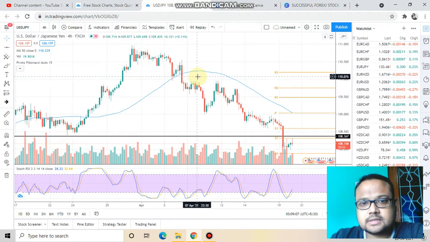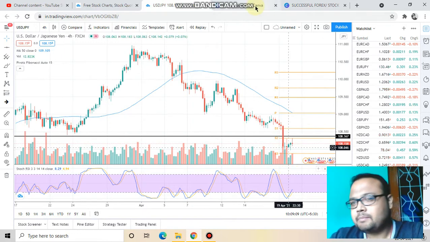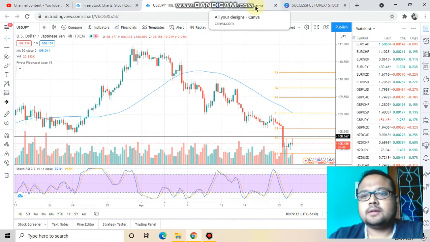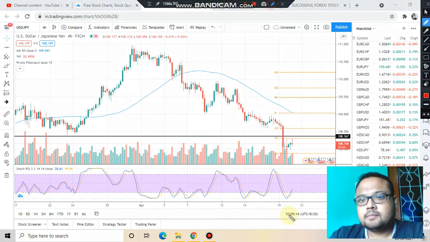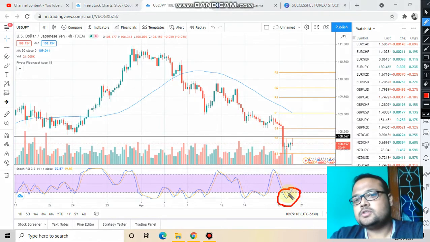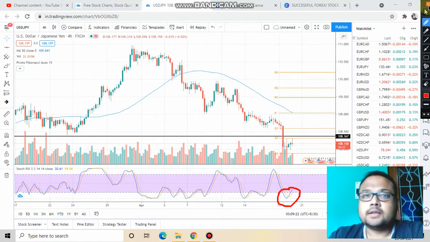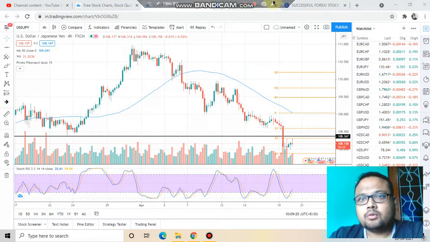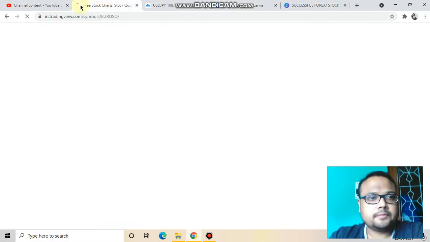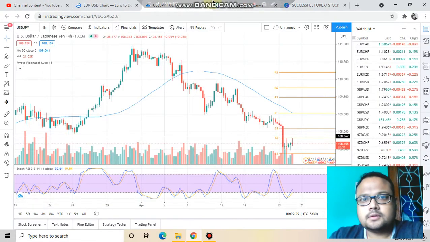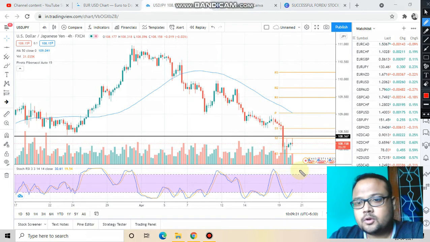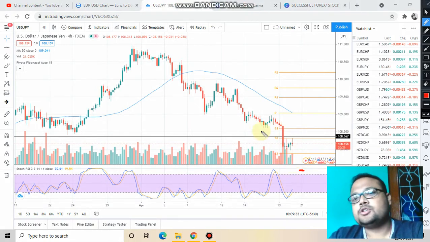Strategy is simple: wait for the market to go up so that we can short the market. As of now, you can see that market is in oversold zone. So let the market go up and see where the market goes. When market will be in overbought zone, then look at the position of the price.